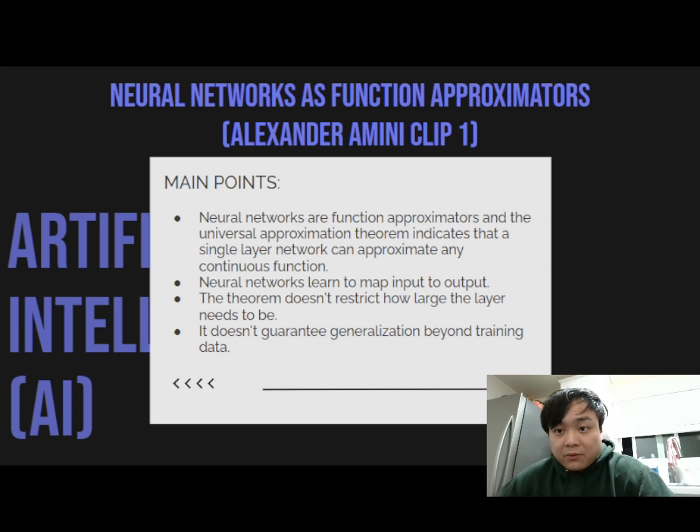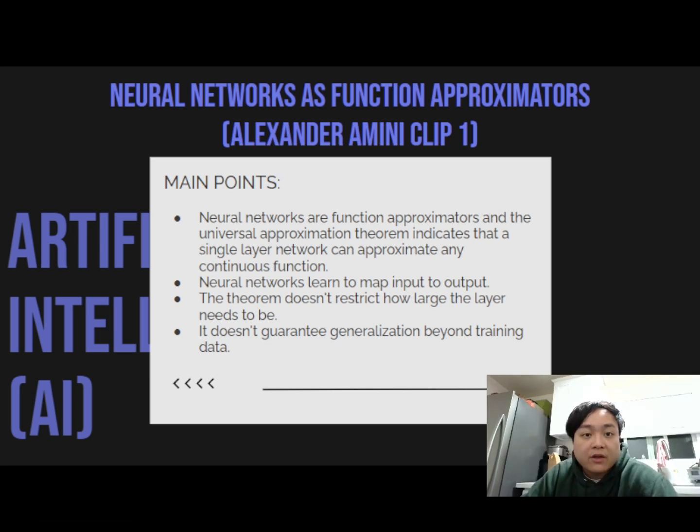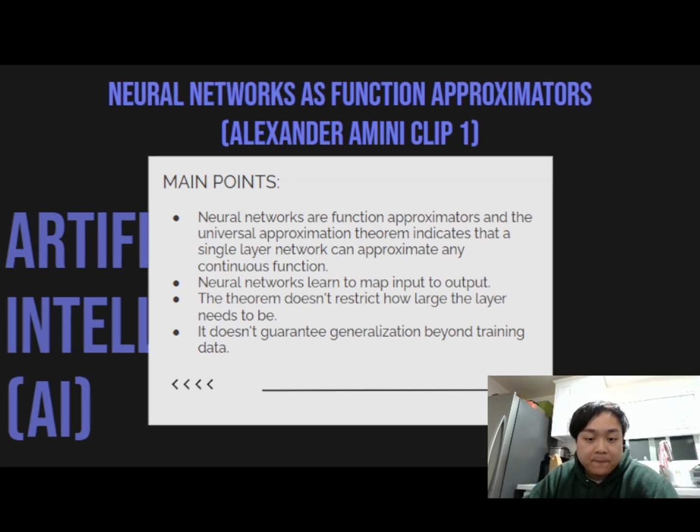So for clip number 3, neural networks are function approximators, and the universal approximation theorem indicates that a single layer network can approximate any continuous function. At their core, neural networks are function approximators. The universal approximation theorem suggests that even a simple single-layer network can learn any mapping between inputs and outputs. However, this theorem does not guarantee that the network will be able to generalize to unseen data, nor does it restrict the size of the network required. Moving on to clip 2 of Alexander Amini.